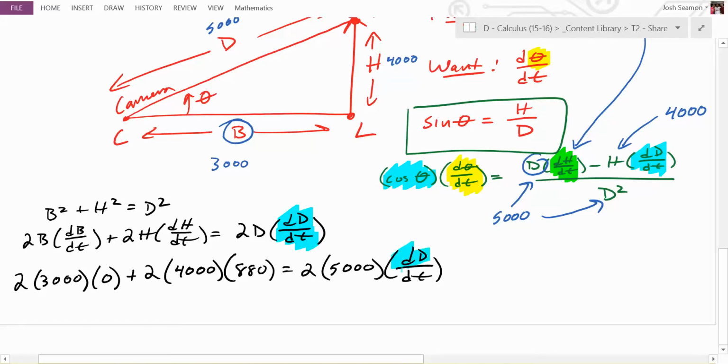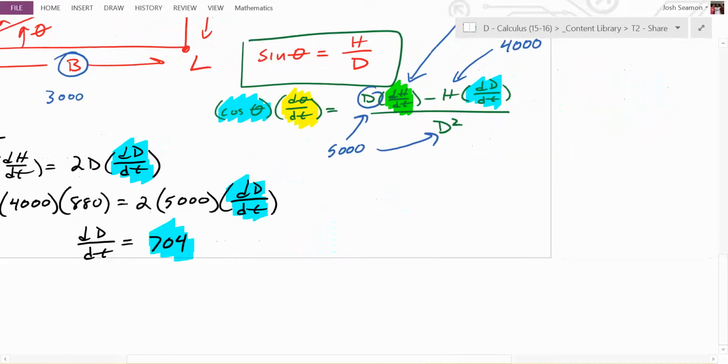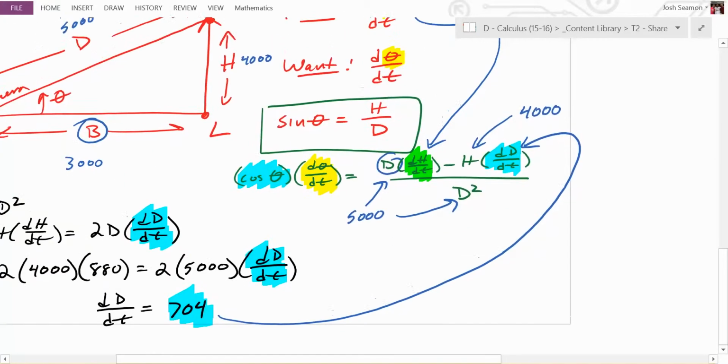So what could you use right now to find that? What could you use? I'd allow you to use what right now? Can you tell me what, I think it's 70, what is it? 704. So the dd/dt comes out to be what? 704, absolutely. So where can we put that 704 now? We can put that 704 right there, which leaves us just one thing we need to find. What do we need to find?